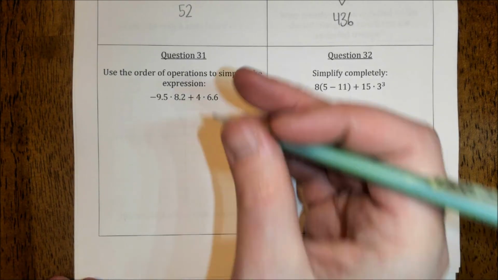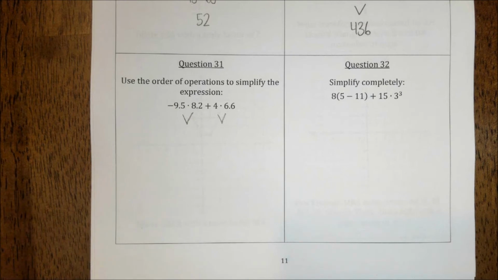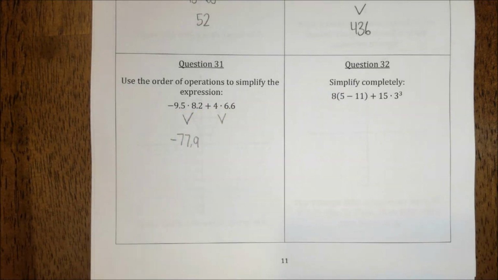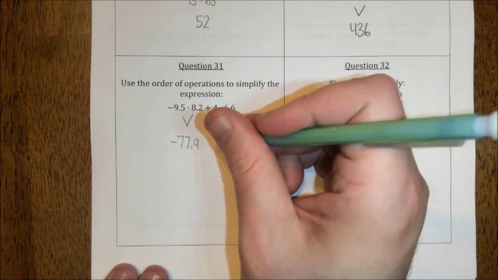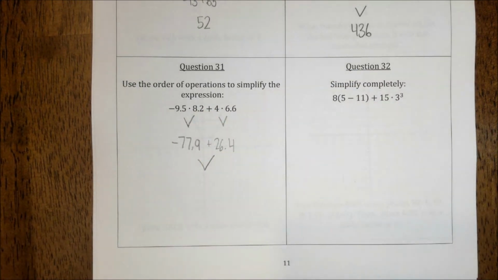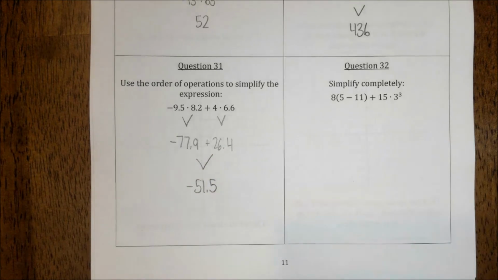Question 31, let's do this first and this first. Negative 9.5 times 8.2 is negative 77.9. And 4 times 6.6 is 26.4. And then we just need to add those. Negative 77.9 plus 26.4 is negative 51.5.